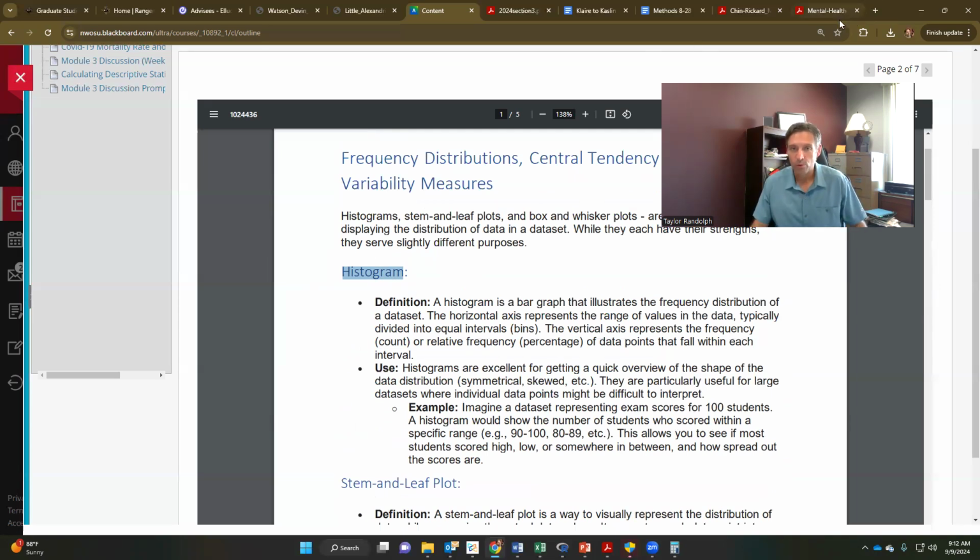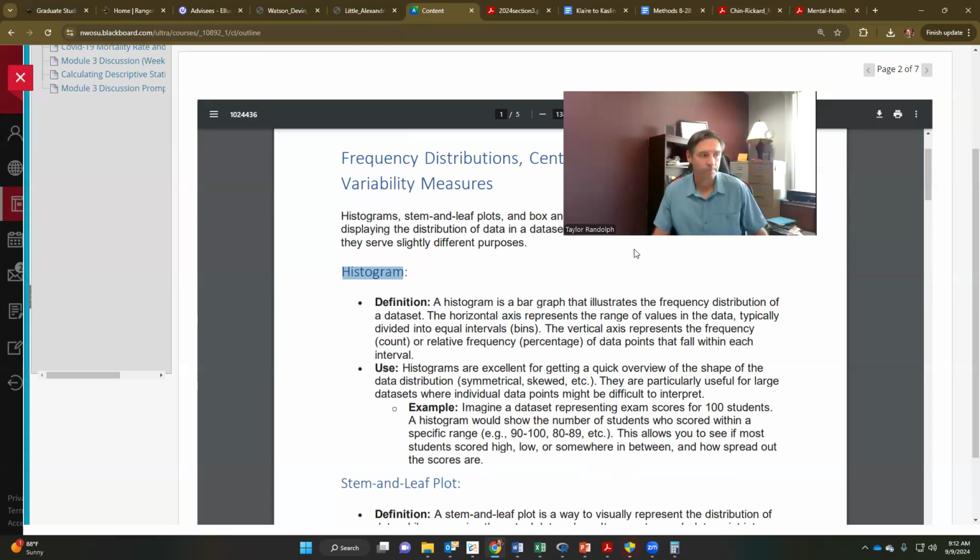If you were looking at a histogram, our textbook gives us examples. Let me hit pause and come back and show you these, because I don't want to take too much time up in the video.